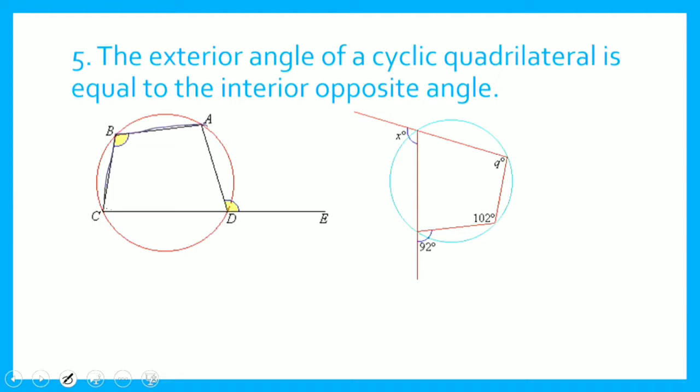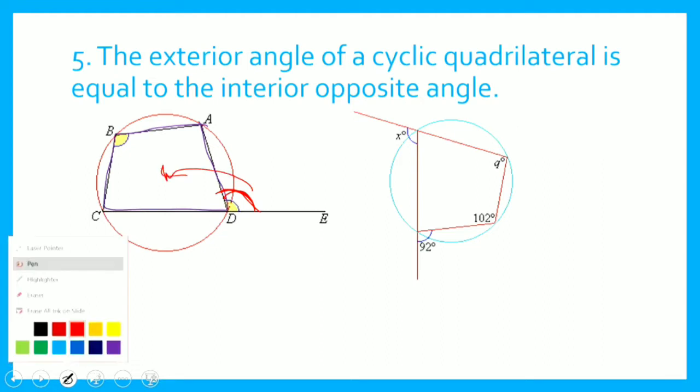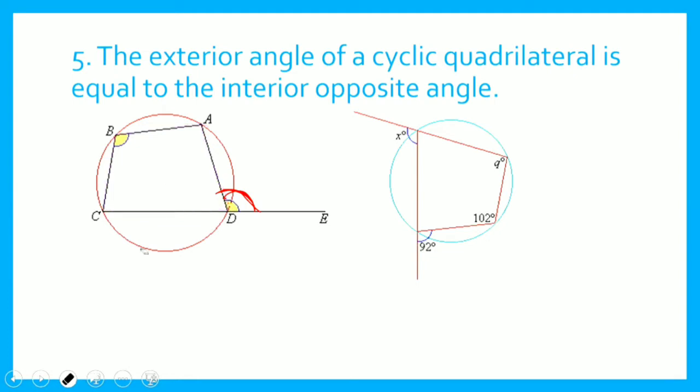Here's a cyclic quadrilateral inside. Exterior means outside. So the outside angle, formed at D right here, of a cyclic quadrilateral is equal to the interior, that means you must go inside, interior opposite angle. So here we are, the exterior angle is equal to, go inside and then go opposite to where D is. All right, those 2 angles are equal.